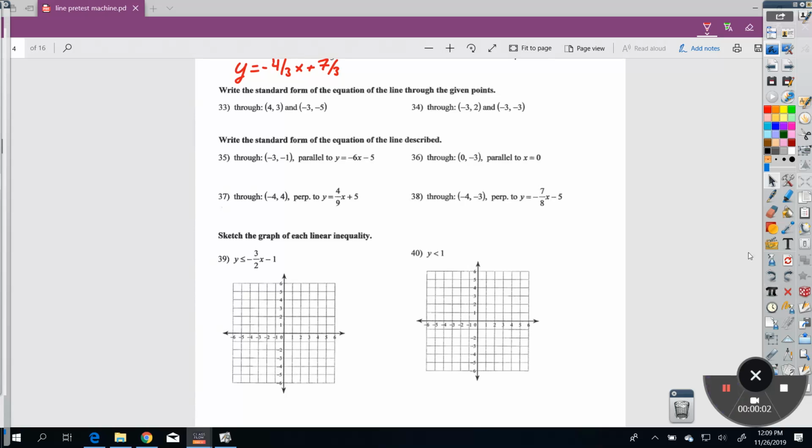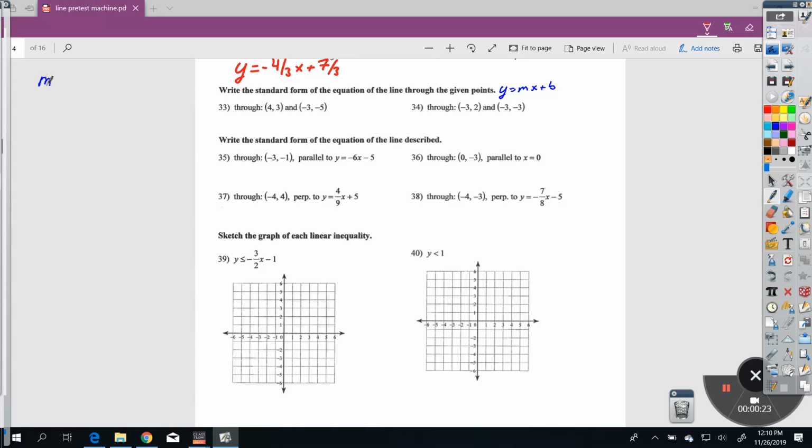So on questions 33 and 34, again, I wanted you to do them, but I want you to write your answer in slope-intercept form, which is the form y equals mx plus b. So I wanted you to write your answer in the form y equals mx plus b. So I'll do 33 and 34.